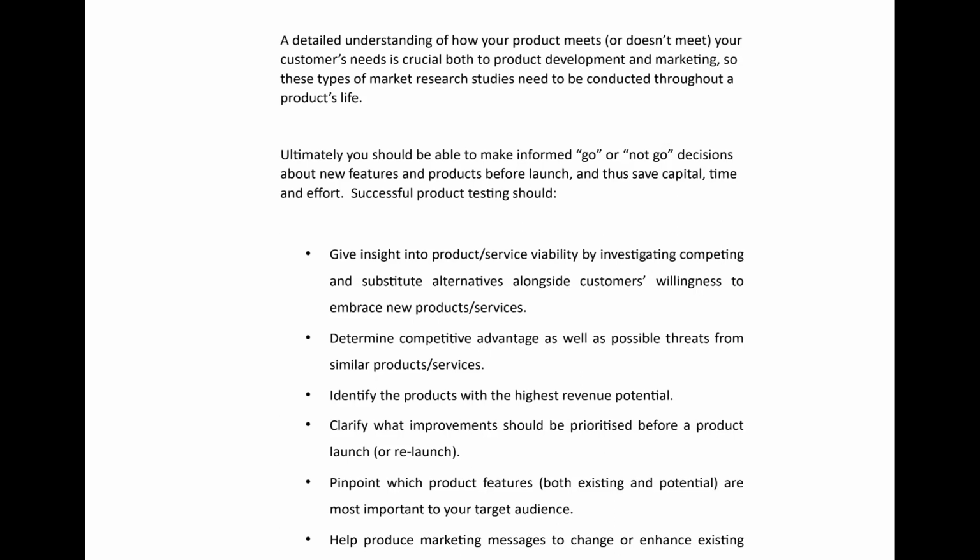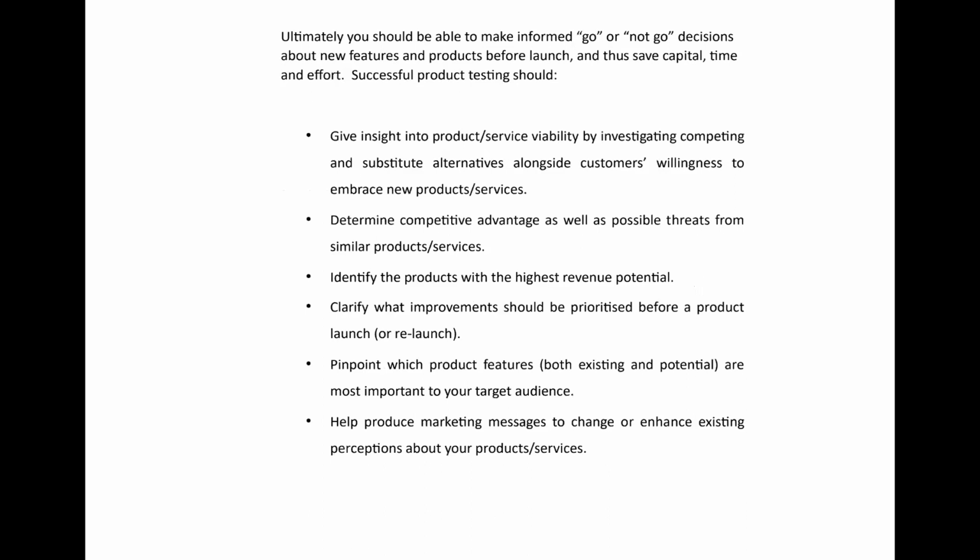So let's take, for example, the successful product testing. It should, number one, give insight into the product or service viability by investigating the competing and substitute alternatives alongside customers' willingness to embrace a new product or service. Number two, successful product testing should determine competitive advantage as well as the possible threats from similar products or services. It should be able to identify the products with the highest revenue potential.